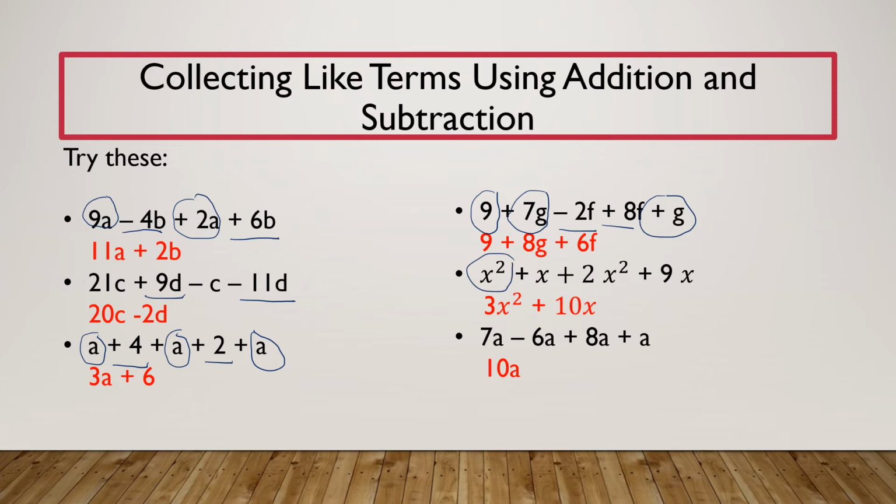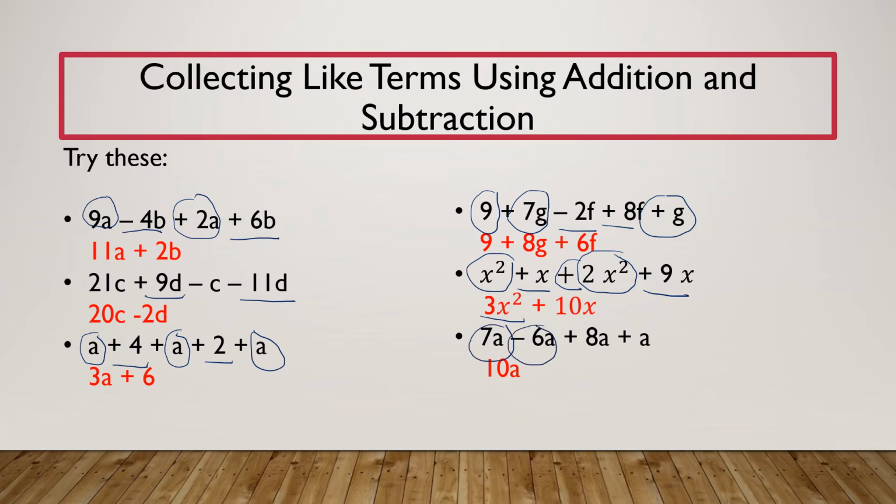x squared plus 2x squared gives me 3x squared. And I just have the plus x plus 9x, so I have my plus 10x. We cannot mix things that aren't the same, so I cannot mix an x with an x squared. They're different terms.